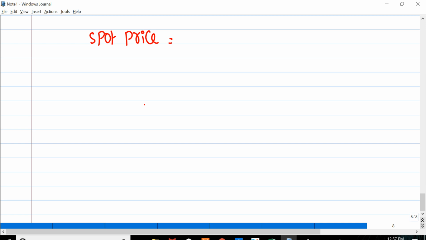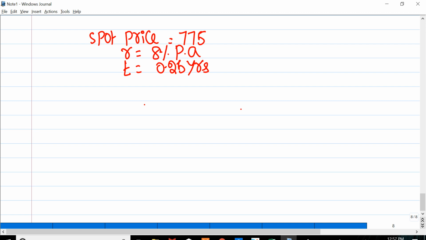Spot price, what's the spot price? 775. Spot price is 775. R, how much? 8% per annum. 0.25 years.